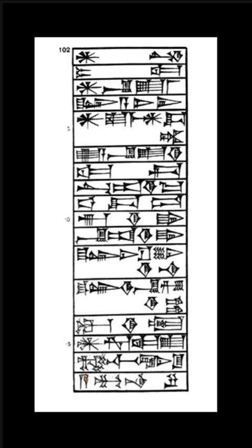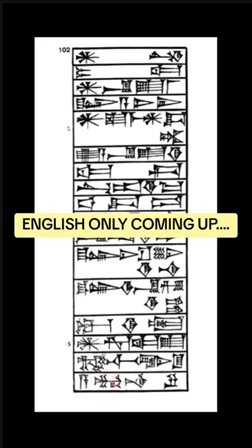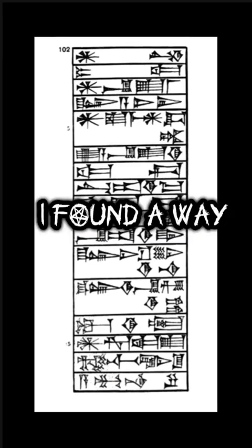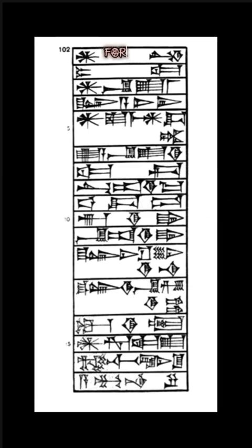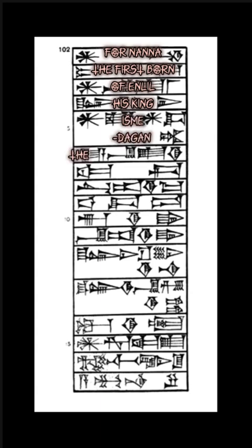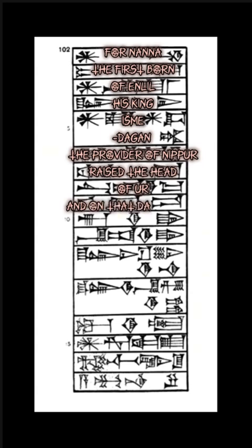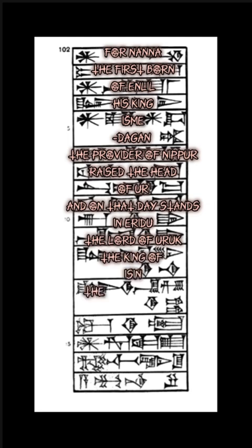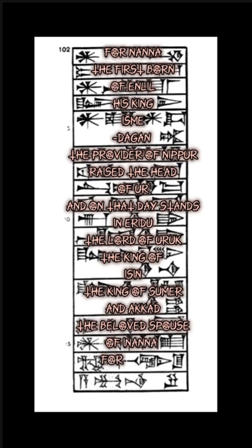And then the last line says Amunaru, which says he dedicated for her. And quickly, I'll go all the way through in English. So it says, for Nana, the firstborn of Enlil, his king, Ishme-Dagan, the provider of Nippur, raised the head of Ur, and on that day stands in Eridu, the lord of Uruk, the king of Isin, the king of Sumer and Akkad, the beloved spouse of Inanna. For his life he dedicates this.